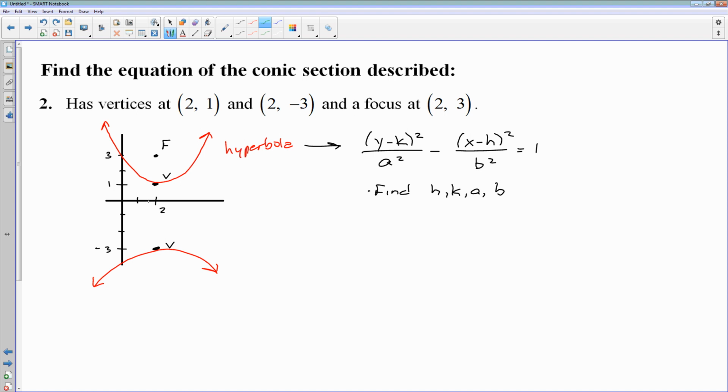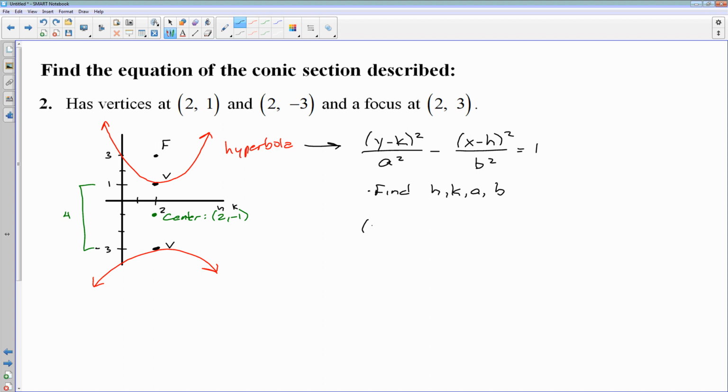HK to me is always the easiest. If you have a hyperbola, the center is going to be right in the middle of the vertices. Since I have both vertices, I know my center is going to be there. All right, so let's see. If I go from -3 to 1, that whole distance is 4, right? And then my center would be 2 units in the middle. So my center is right there at the ordered pair 2, -1. Well, if that's my center, then that is h, k.